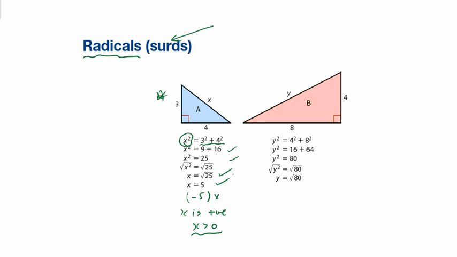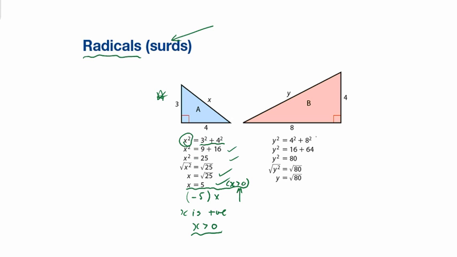I like to put in brackets myself. X is greater than 0 at this line here, explaining that we know there is another square root of 25, it's -5, but we're saying in this problem, x can only be a positive value because it's an actual length of a side of a triangle.